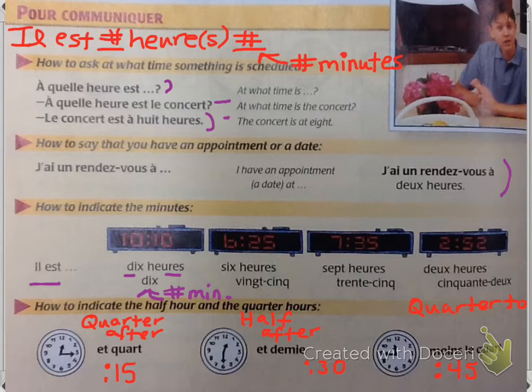So you'll see I accidentally cut off here on the video picture, but in your textbook you see these times underneath it. S'il vous plaît, répétez.